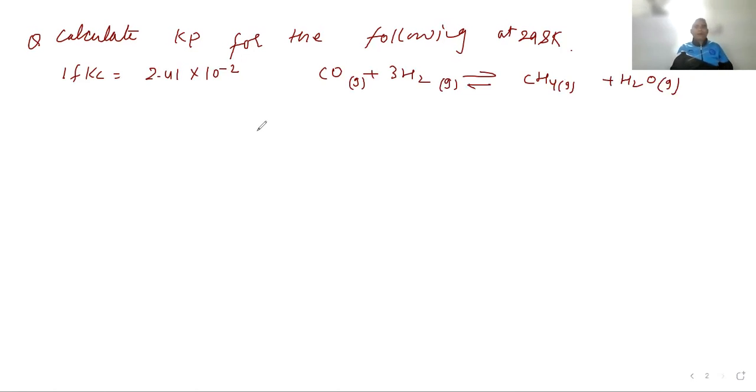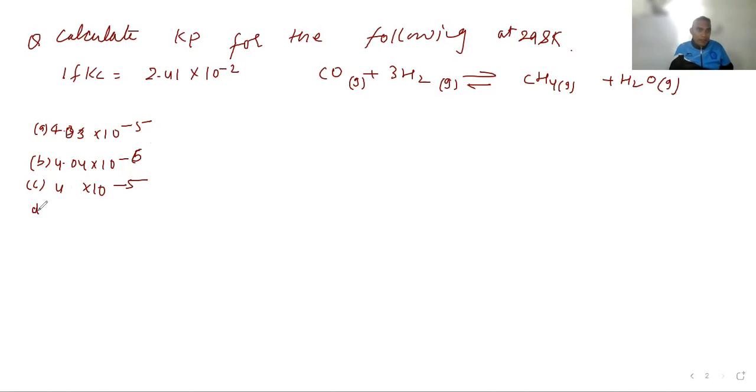So we know the options they have given. A is 4.03 multiplied by 10 power 5. B is 4.04 into 10 power minus 5, no, minus 6 is there. C is 4 into 10 power minus 5. And D is 4.9 into 10 power minus 6. So like that we have to do.